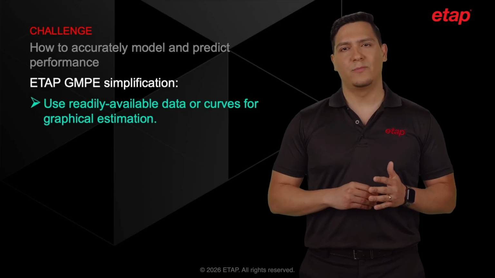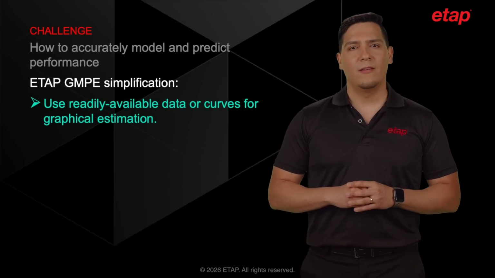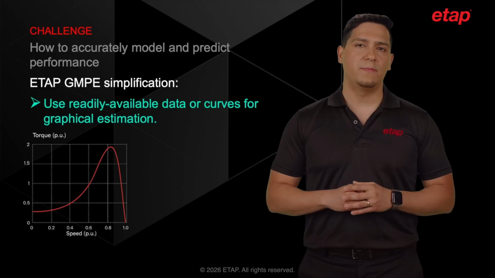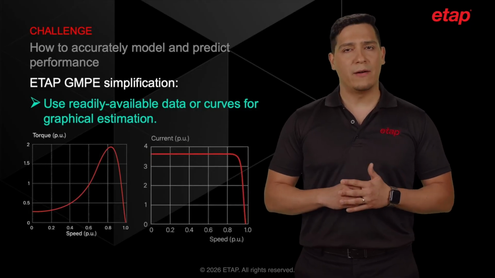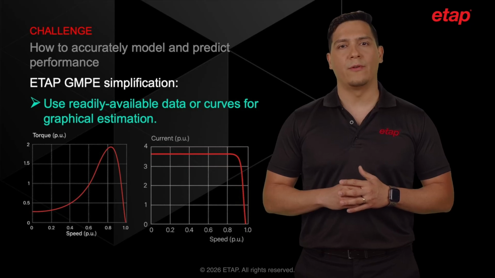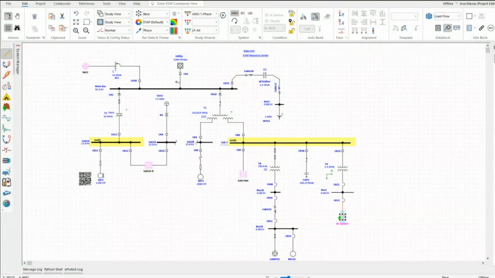GMP simplifies this process by entering readily available nameplate data or performance curves such as the torque versus speed, current versus speed, and power factor versus speed to graphically estimate the motor circuit model parameters. So let's take a look at how to start using GMP with an example project.